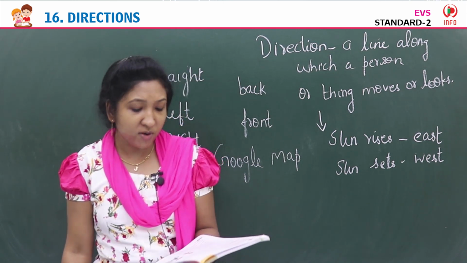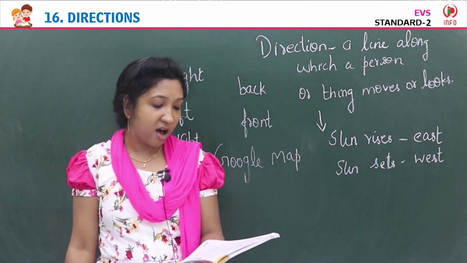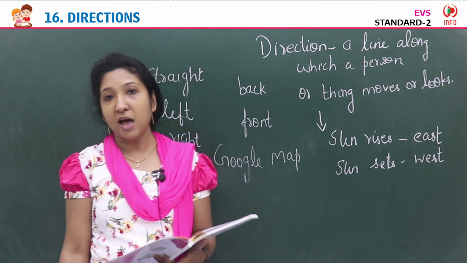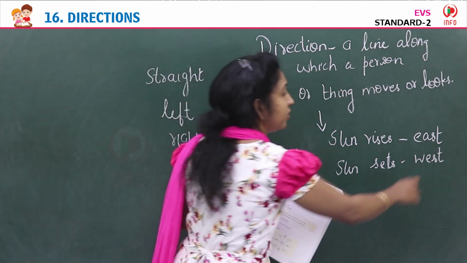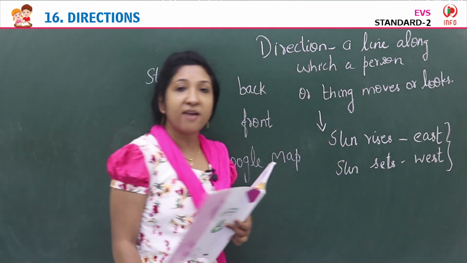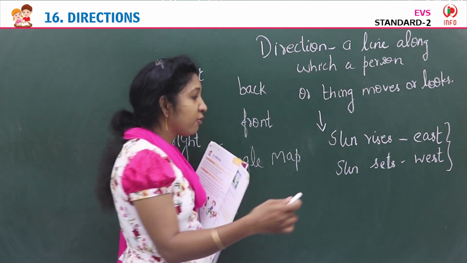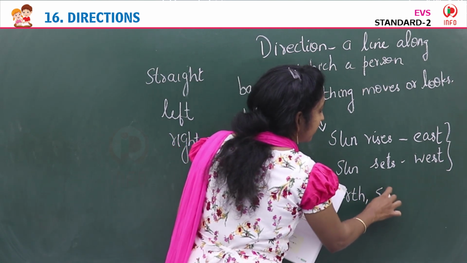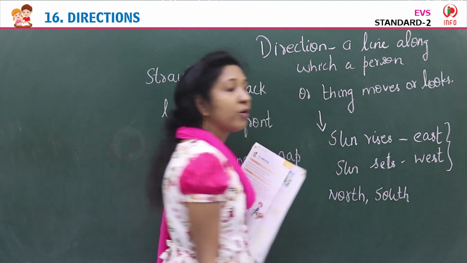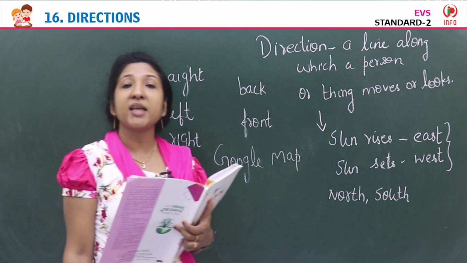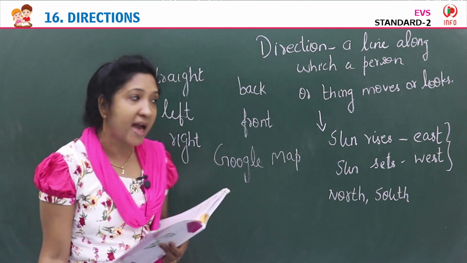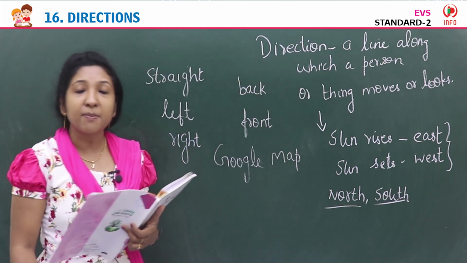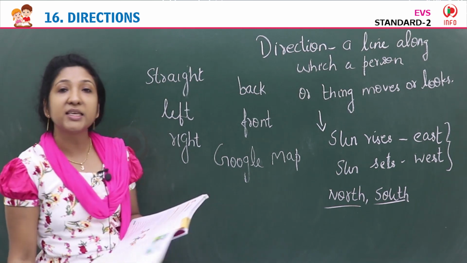If you know where your east and west are, it will be easy to figure out where north and south are. By knowing the two directions, east and west, it helps you to know the other two directions, north and south. So these are actually the main directions: north, south, east and west.